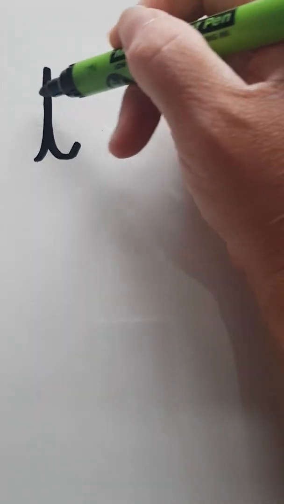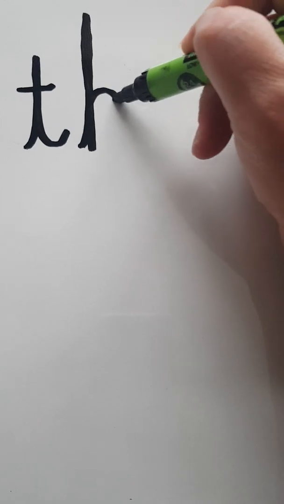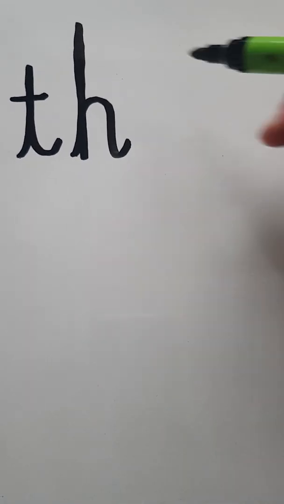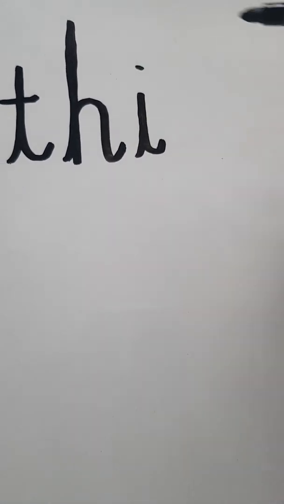So I'm going to start over here. And we've got the T, and the H. And look at how I'm forming my letters. I've got my entry stroke, and then I've got my leading out stroke. So that's th, I. There's the I and k.